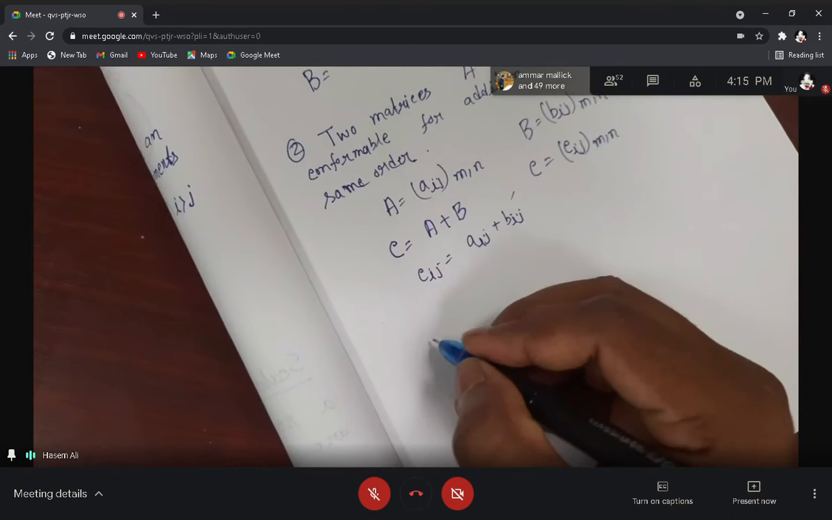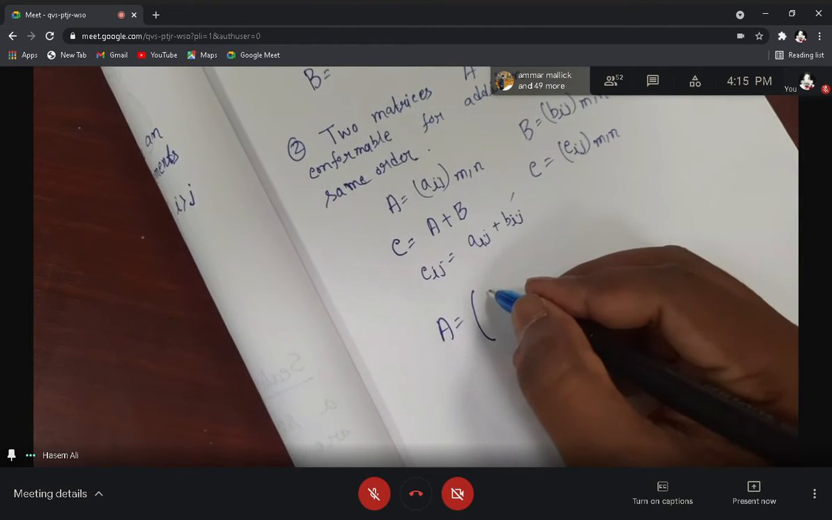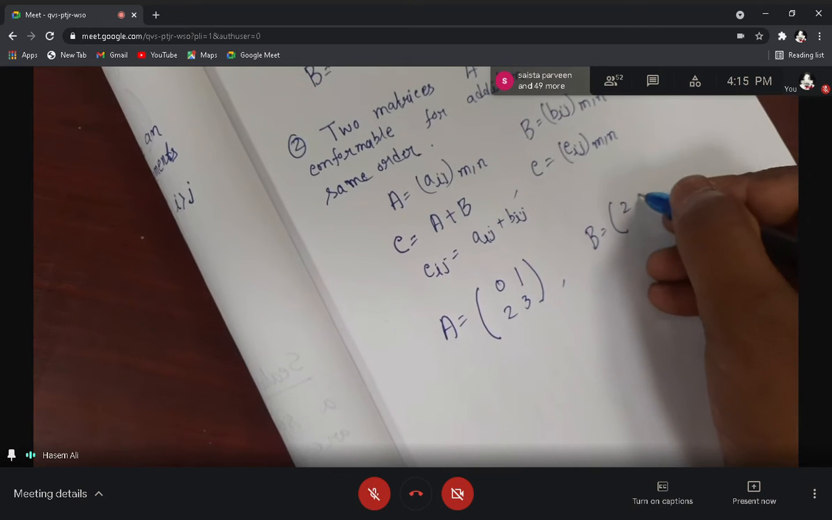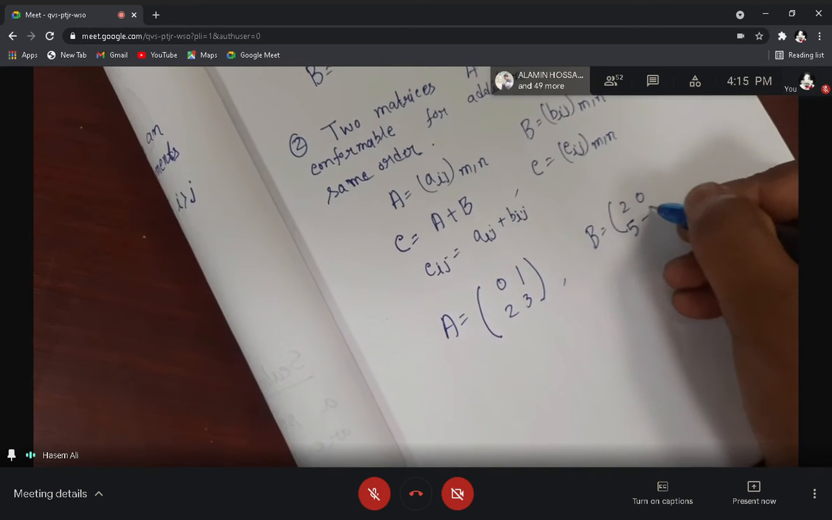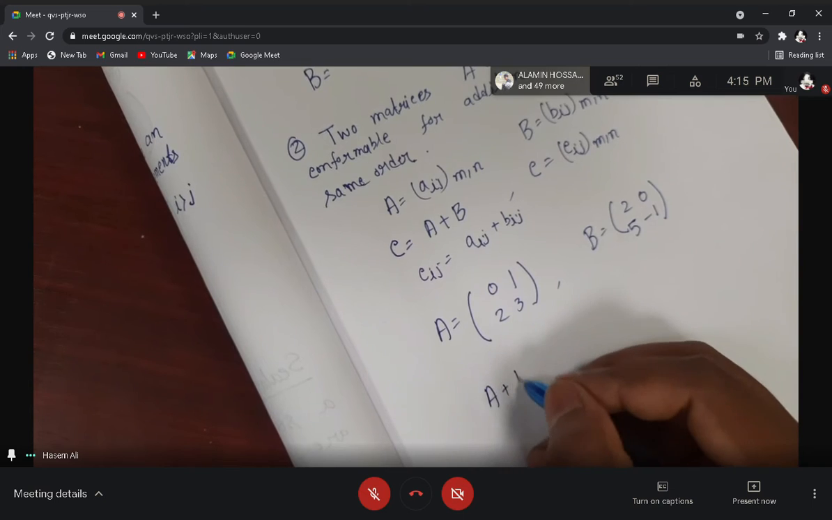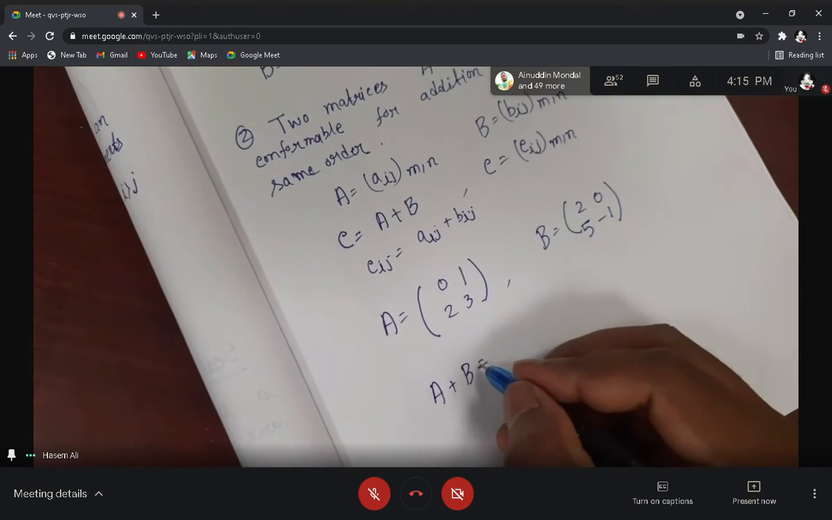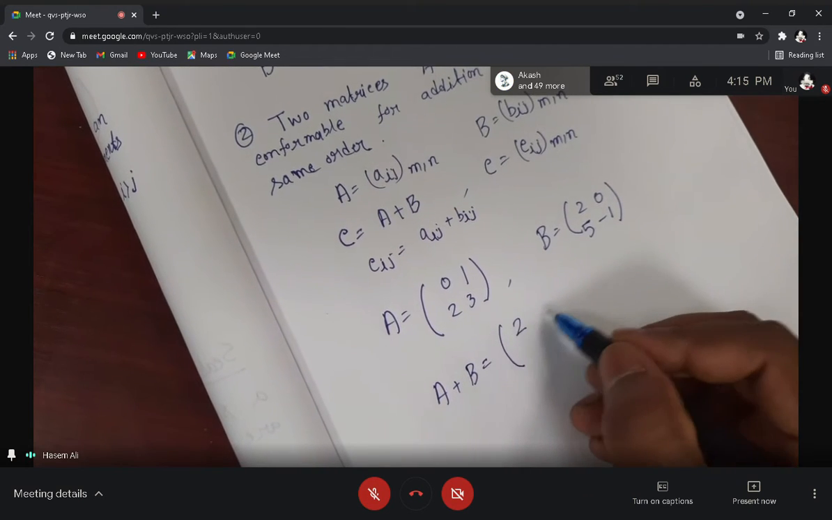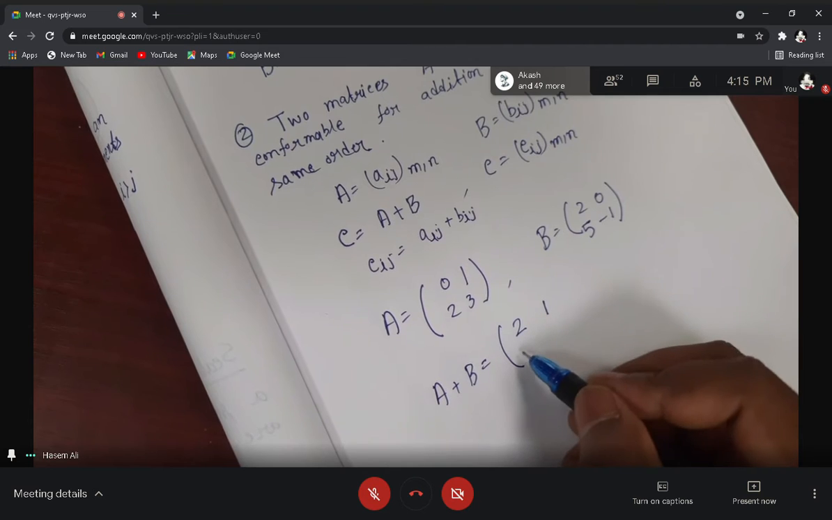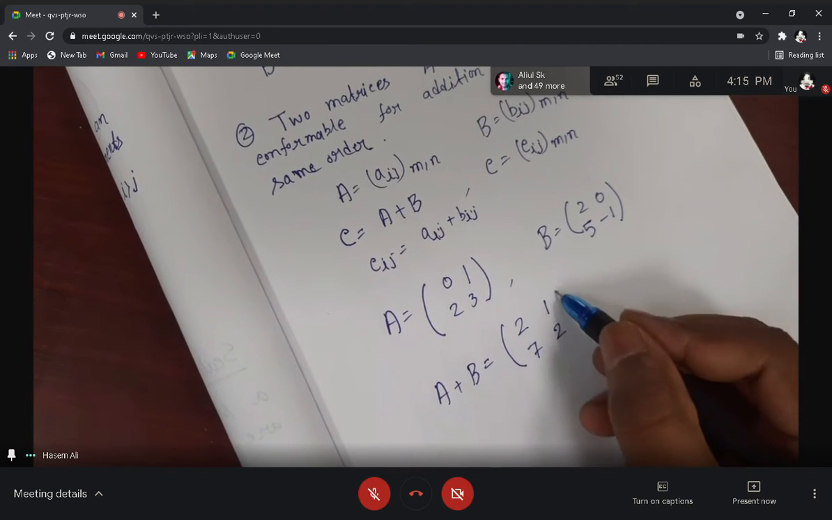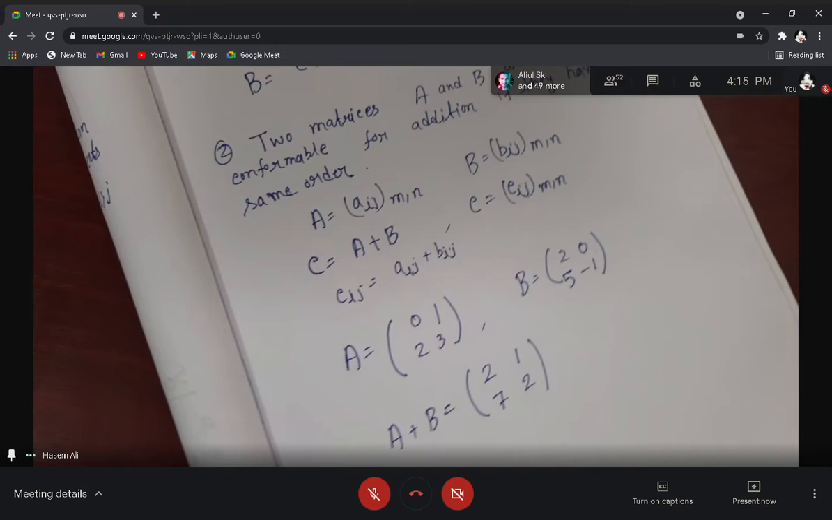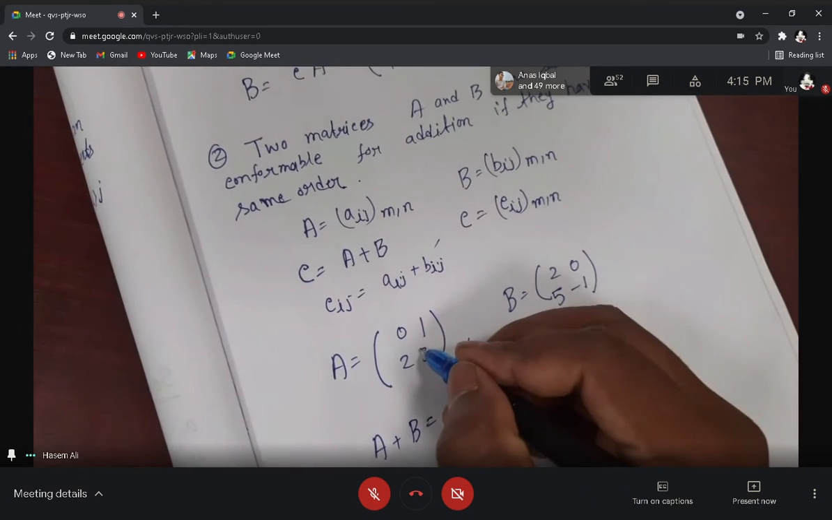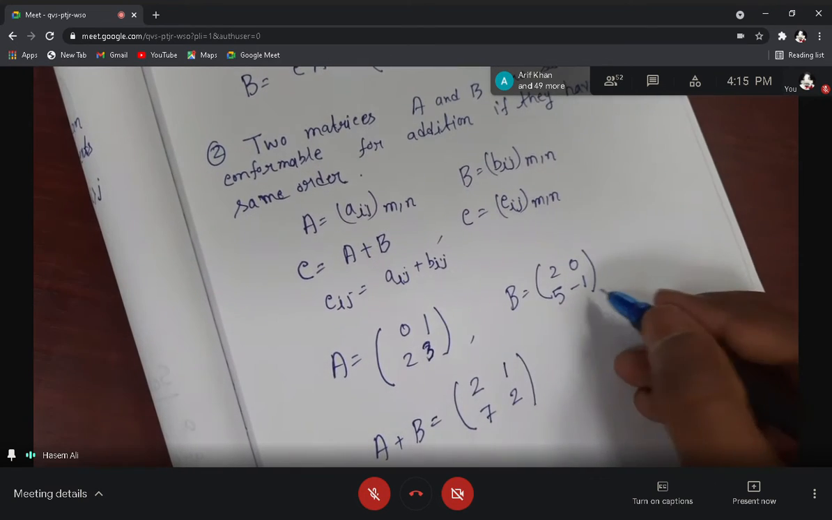Let an example. Let A equals to 0, 1, 2, 3 and B equals to 2, 0, 5, minus 1. So what is A plus B? What is A plus B? Sir, 2, 2, 1, 1. 1, 7. 7 and 2. Okay. This is 3 and this is minus 1.